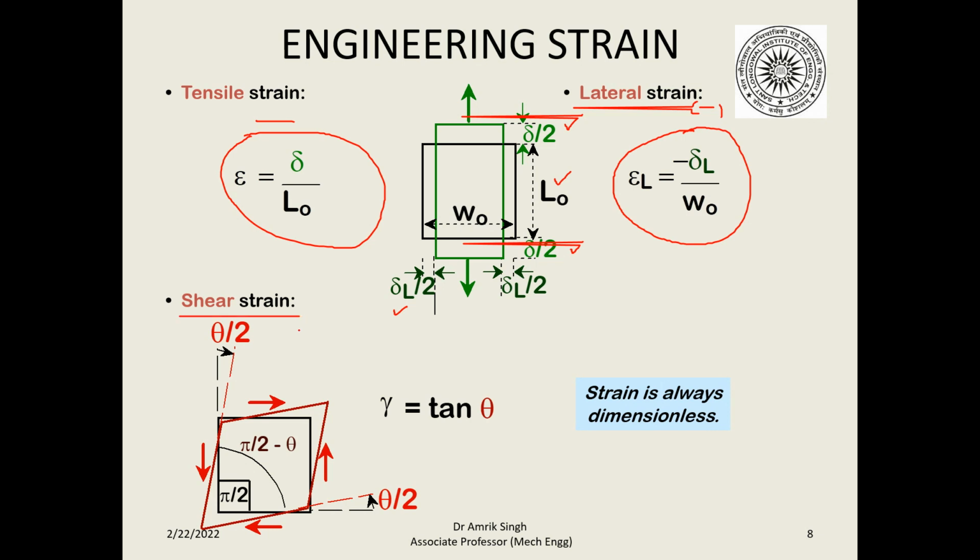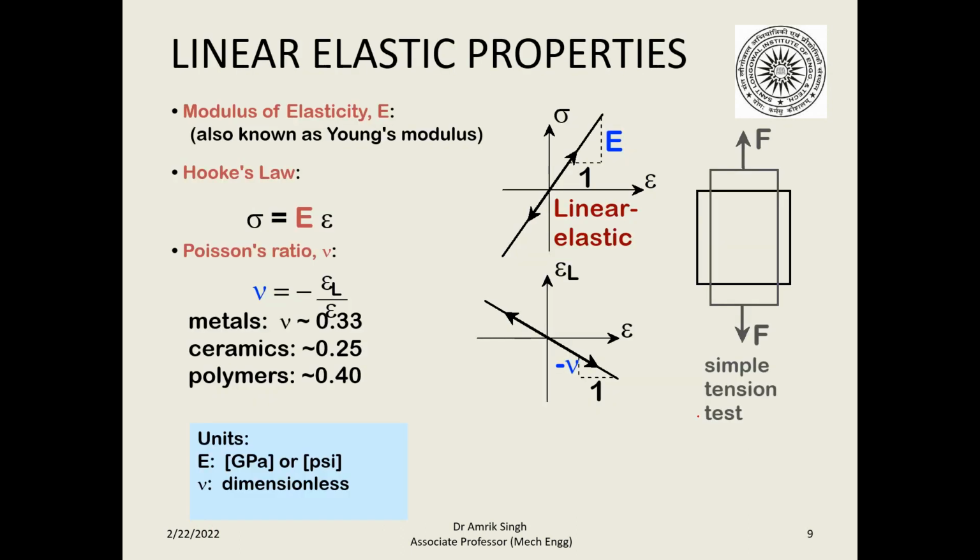Then we come across the shear strain. This is the original element with us. We apply these forces in opposite directions. When we apply them like this, we can measure this angle, and gamma is equal to tangent theta. This is theta by 2, but because it is very small, we can represent it by theta. Strain is always dimensionless.